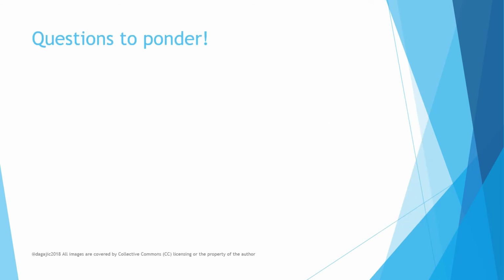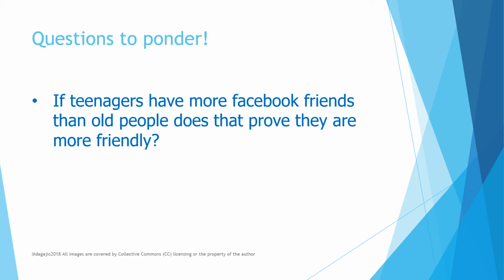So let's have a look at some questions now to see how you're doing with your understanding here. So, if teenagers have more Facebook friends than old people, does that prove they are more friendly?